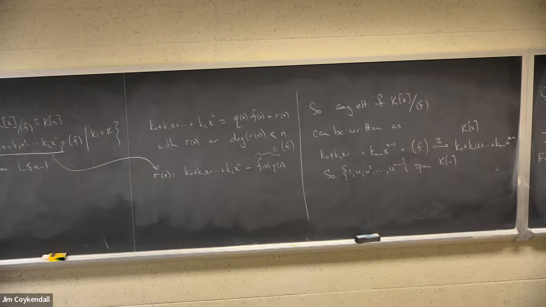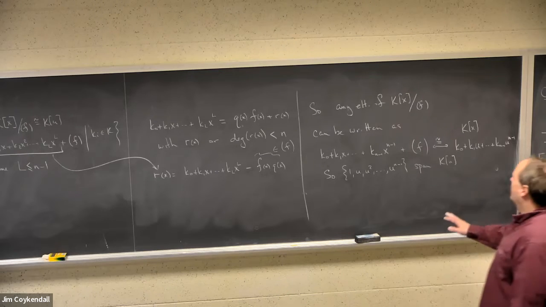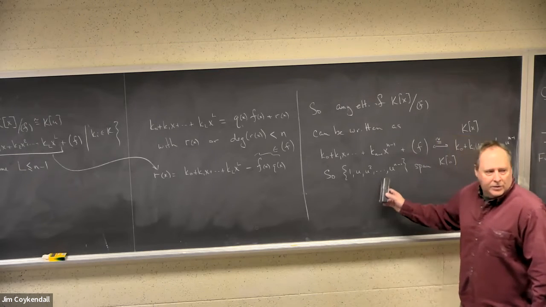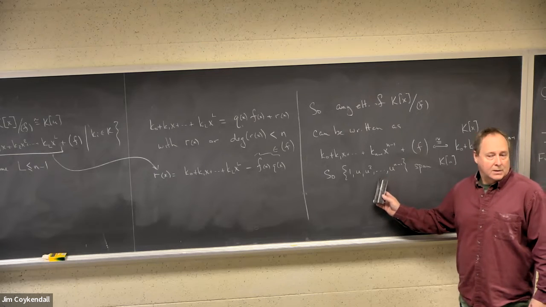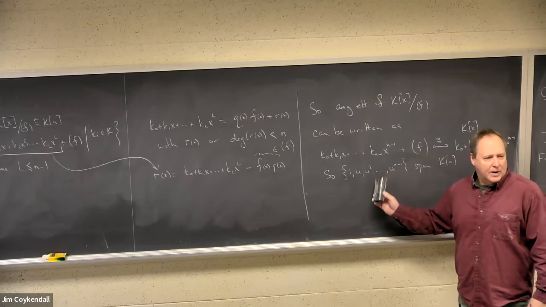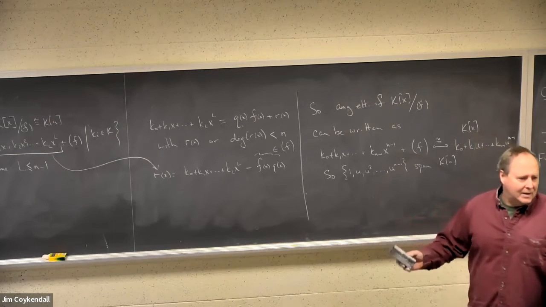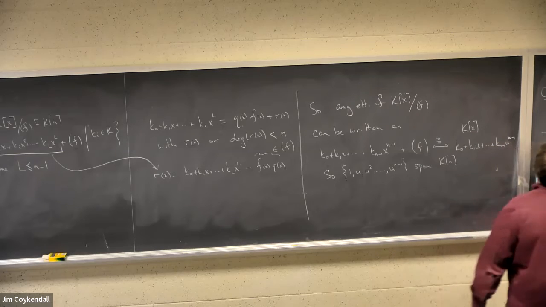So there you go. Now we've got a spanning set. How do we know it's linearly independent? So we know that this is a spanning set, so the degree is less than or equal to n. But maybe this is too much, right? Maybe it's a linearly dependent set and I could have made it smaller, but you can't. Okay?